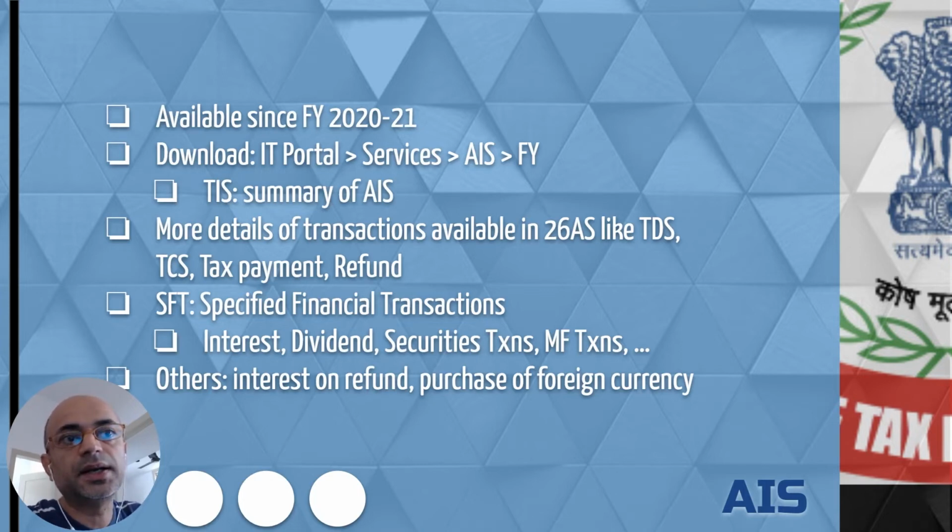And it will also have the SFT, specified financial transactions, which doesn't touch on tax related information, but is more about income related or high value transactions, so that the IT department can make sure that everything is covered, to avoid any avoidance of tax payment. It will also have other things like the interest on the tax refund and the purchase of any foreign currency. So it tries to track important financial transactions for a particular PAN.